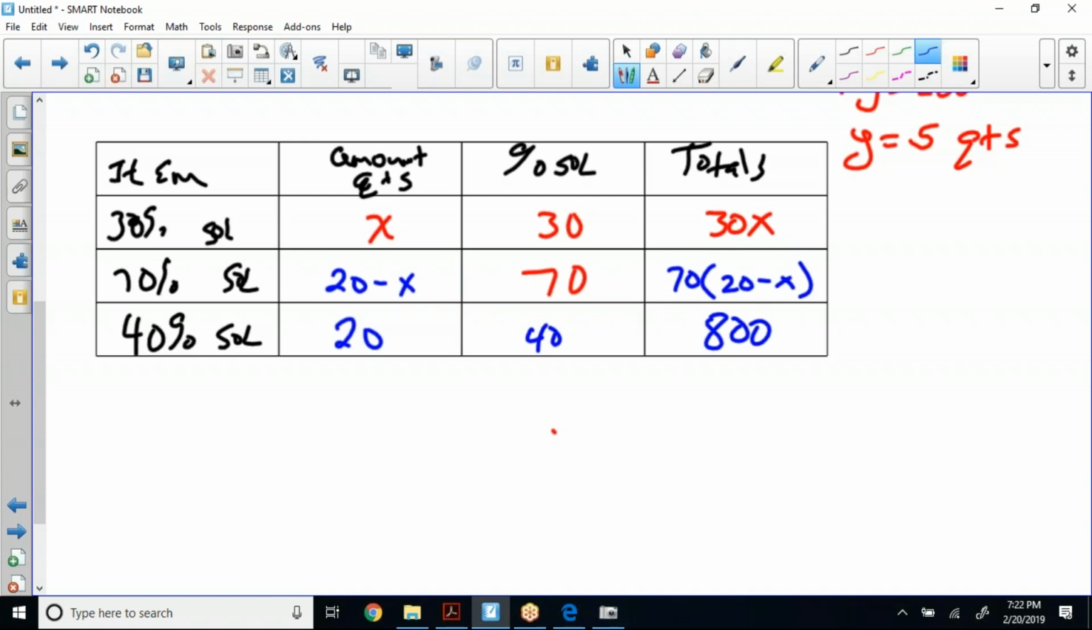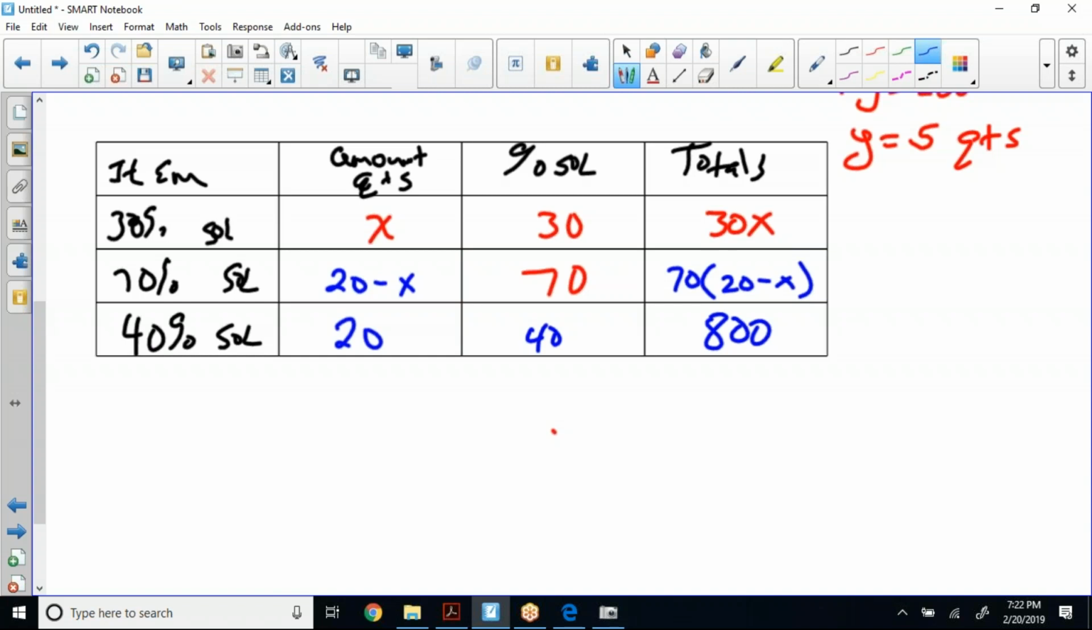I've taught it a lot of different ways. Sometimes I'll just take the approach, instead of going across, I'll say, okay, I don't know how much 30% solution I have, but I do know how much of the 40 I got. So that's X, that's 20, and this has to be 20 minus X. That's an algebraic technique, right? And then, of course, these are just the percents, and then you multiply them to get the totals over here.